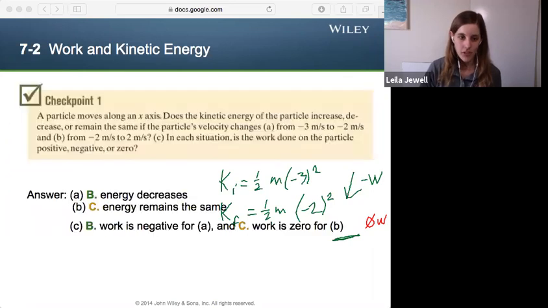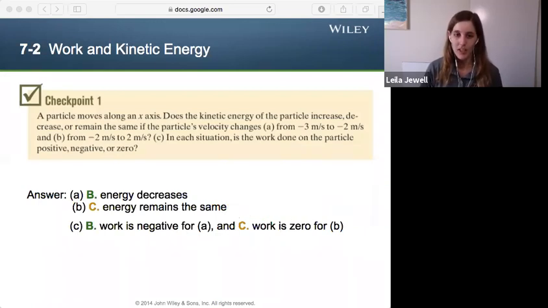There we go. So yes, for A, the energy decreases. For part B, the energy remains the same. And part C, the work is negative for A and work is 0 for B. So there we've seen the work energy theorem, right? That we're able to do work when we cause an energy transfer, and that's going to correspond to our change in kinetic energy. So change in kinetic energy is equal to work. And we can calculate work with the dot product of force times displacement.